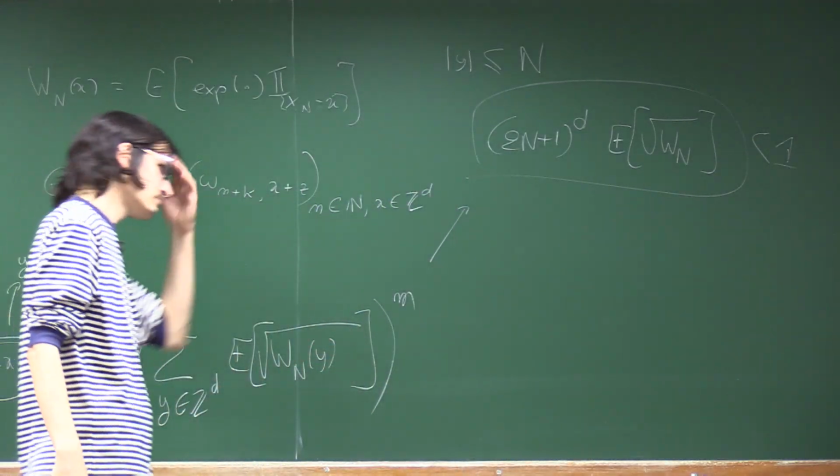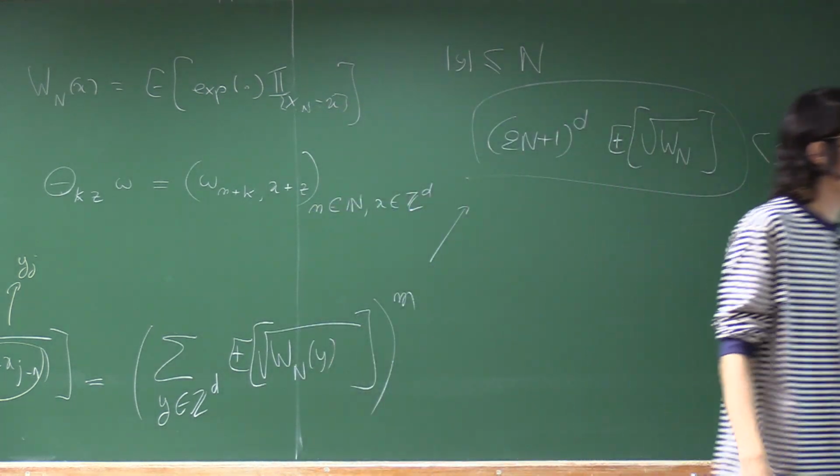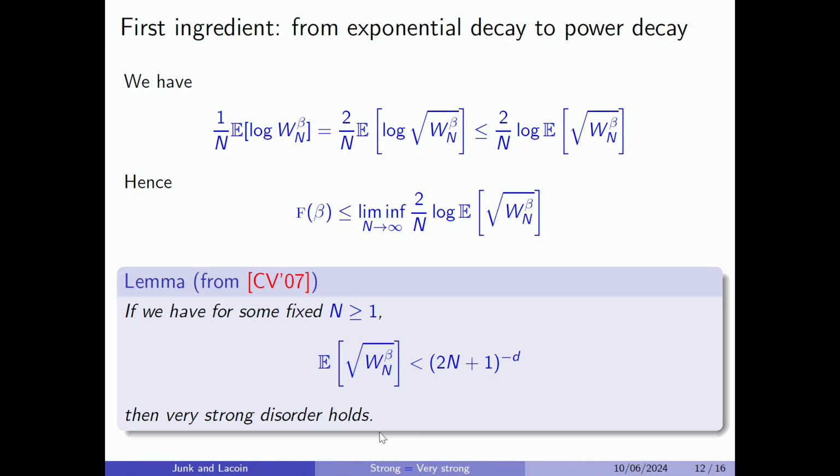Okay, so you only need to show this for one n, but in practice, what's the interesting consequence for us is that if you can show that the expectation of the square root of Wn decays like a power of n, then it decays exponentially. So this kind of simplifies what we have to prove.